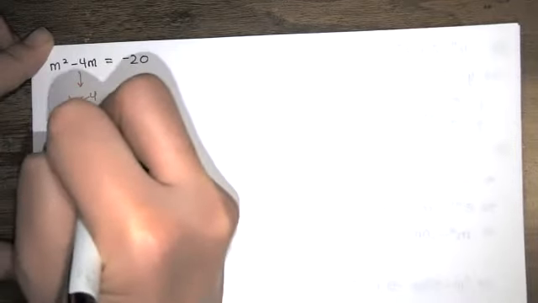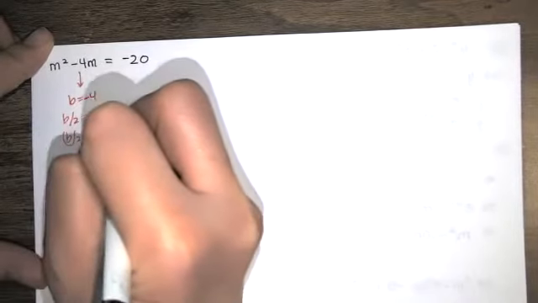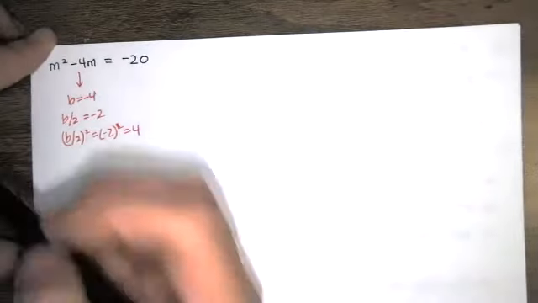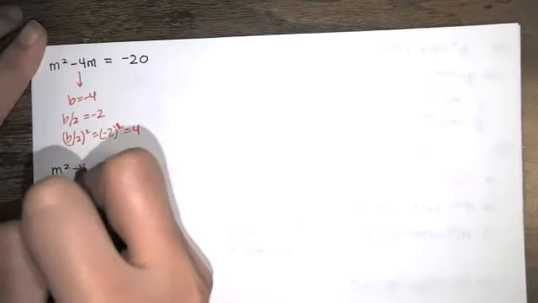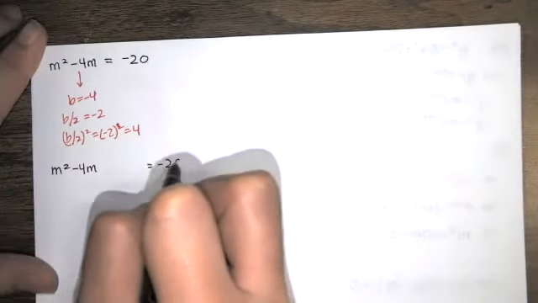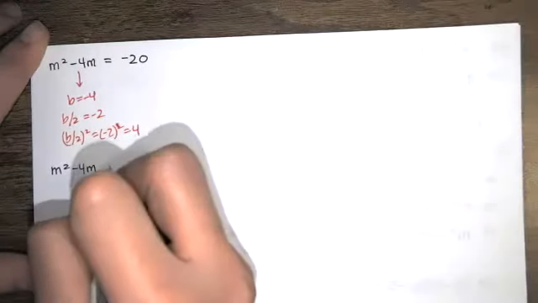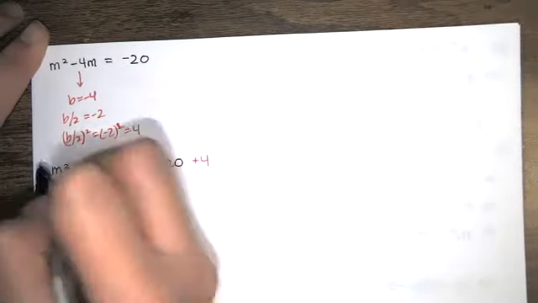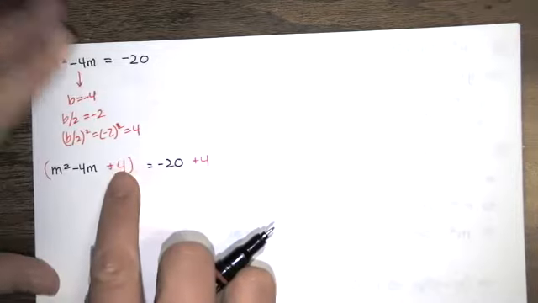The number in front of m, we're going to call that b. You want to take half of that and square it. -2 times -2 is +4. You want to add that to both sides. We call this completing the square because adding that to this side makes that a perfect square.